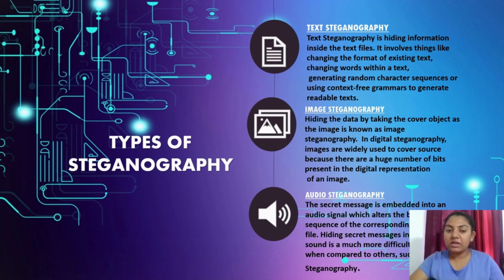Now, the next type of steganography is audio steganography. In audio steganography, a secret message is embedded into an audio signal, which alters the binary sequence of the corresponding audio file. Hiding secret messages in digital sound is a much more difficult process when compared to other steganographic techniques like image steganography.